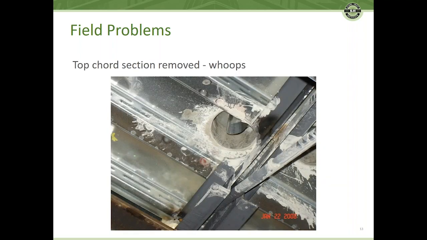Here's another field problem where the top chord section was removed as they were coring the deck. Obviously that wasn't the plan, and so something's going to need to be done to help that situation. The nice thing is that if you look there, it didn't take the vertical leg of the angle, just cut that horizontal leg right off at the vertical leg. So couldn't plan it any better than that, I guess.